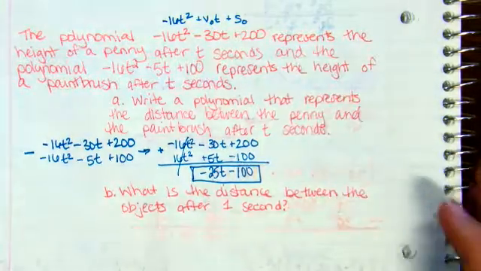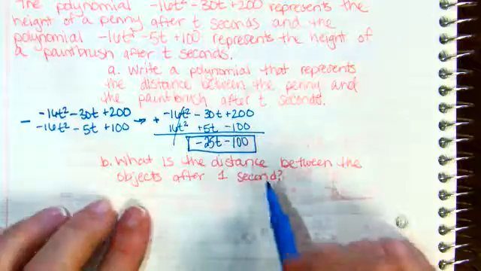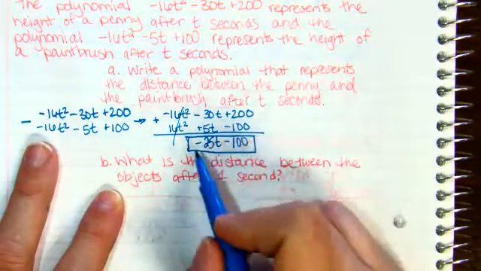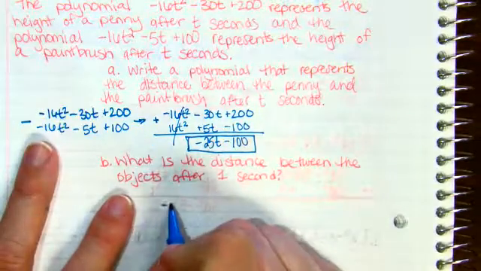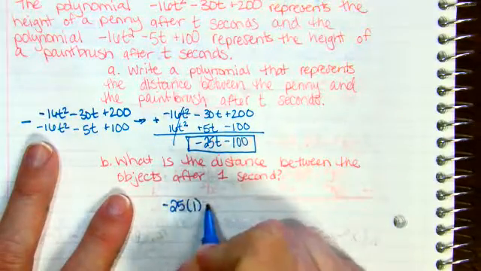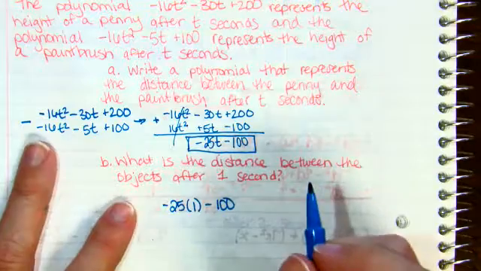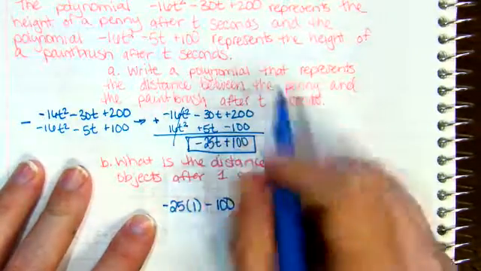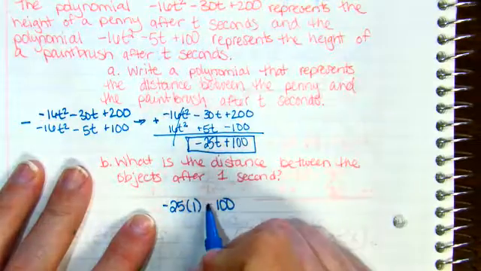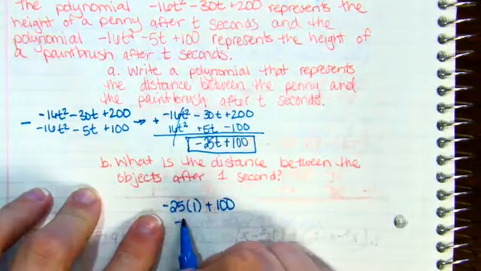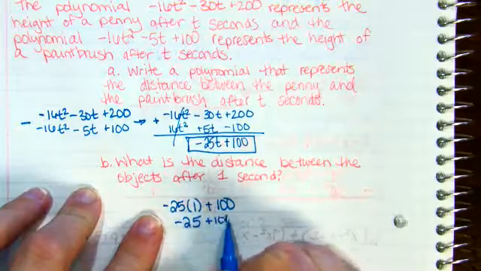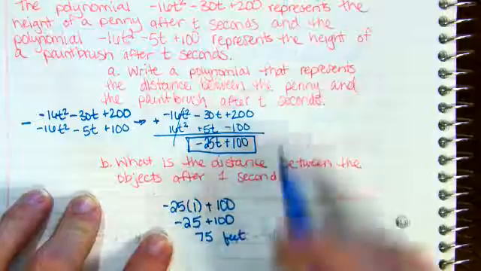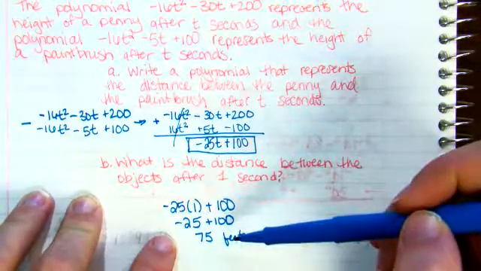So then for part B, where it says what's the distance between the objects after 1 second, I just have to take this simplified expression right here, put in 1, and let's see, oh, I'm sorry, that's a positive 100. Positive 200 minus 100 is positive. So that's a negative 25 plus a 100 is 75 feet. So after 1 second, the objects are 75 feet apart.